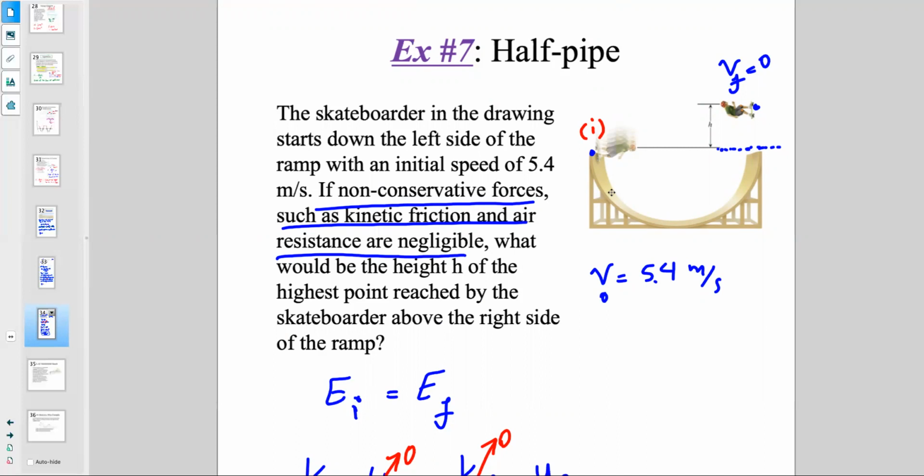In this case, since we did not know the height of this U-shape path, we choose this line to be our frame of reference. We choose this line to be our zero gravitational potential energy reference, okay? We did not know what this is. So that's why we choose this line. And the problem is also asking for this H, okay?